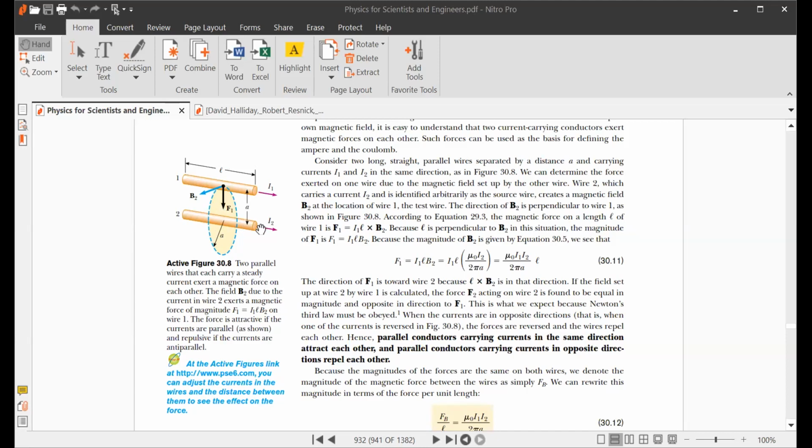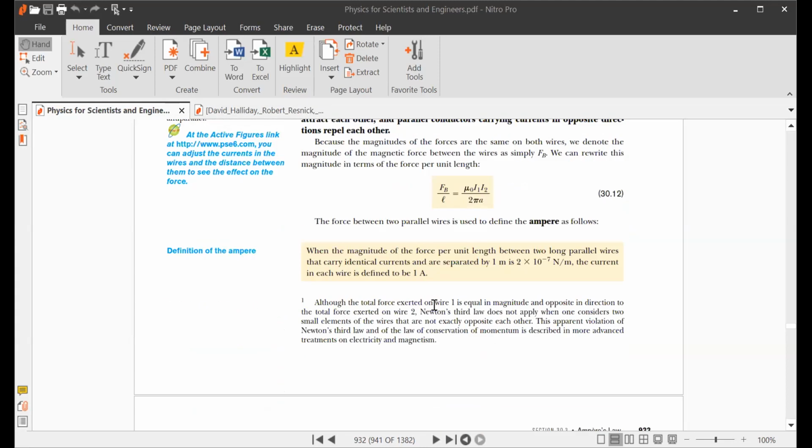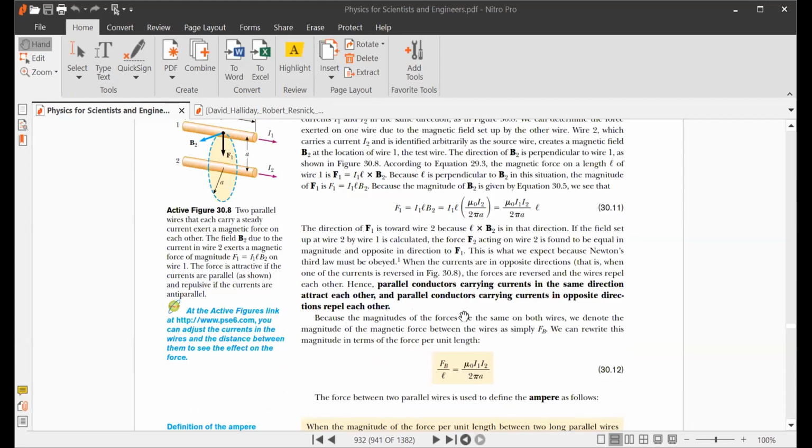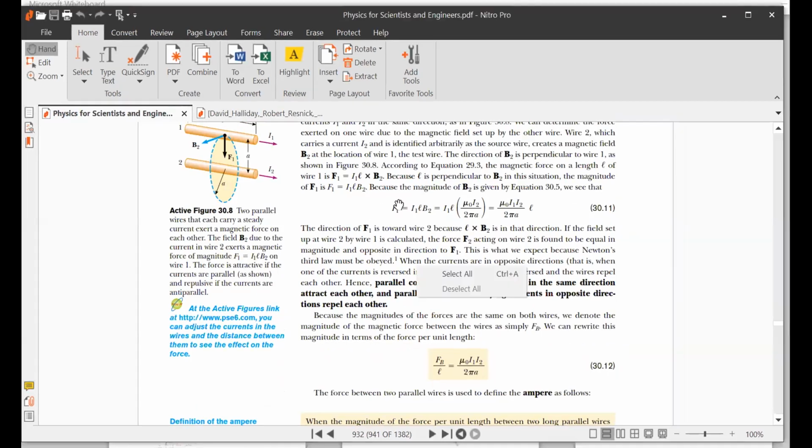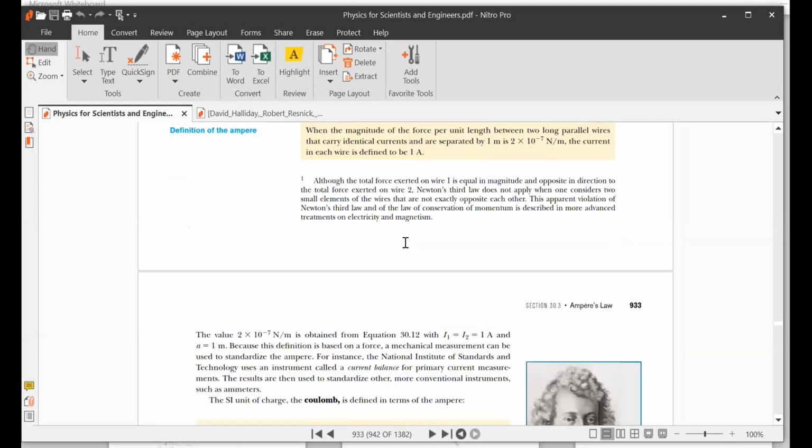So this F1 and this magnetic force are somehow like action and reaction forces. Okay, so this is the force for F1, F2 is also the same, but they have opposite directions.